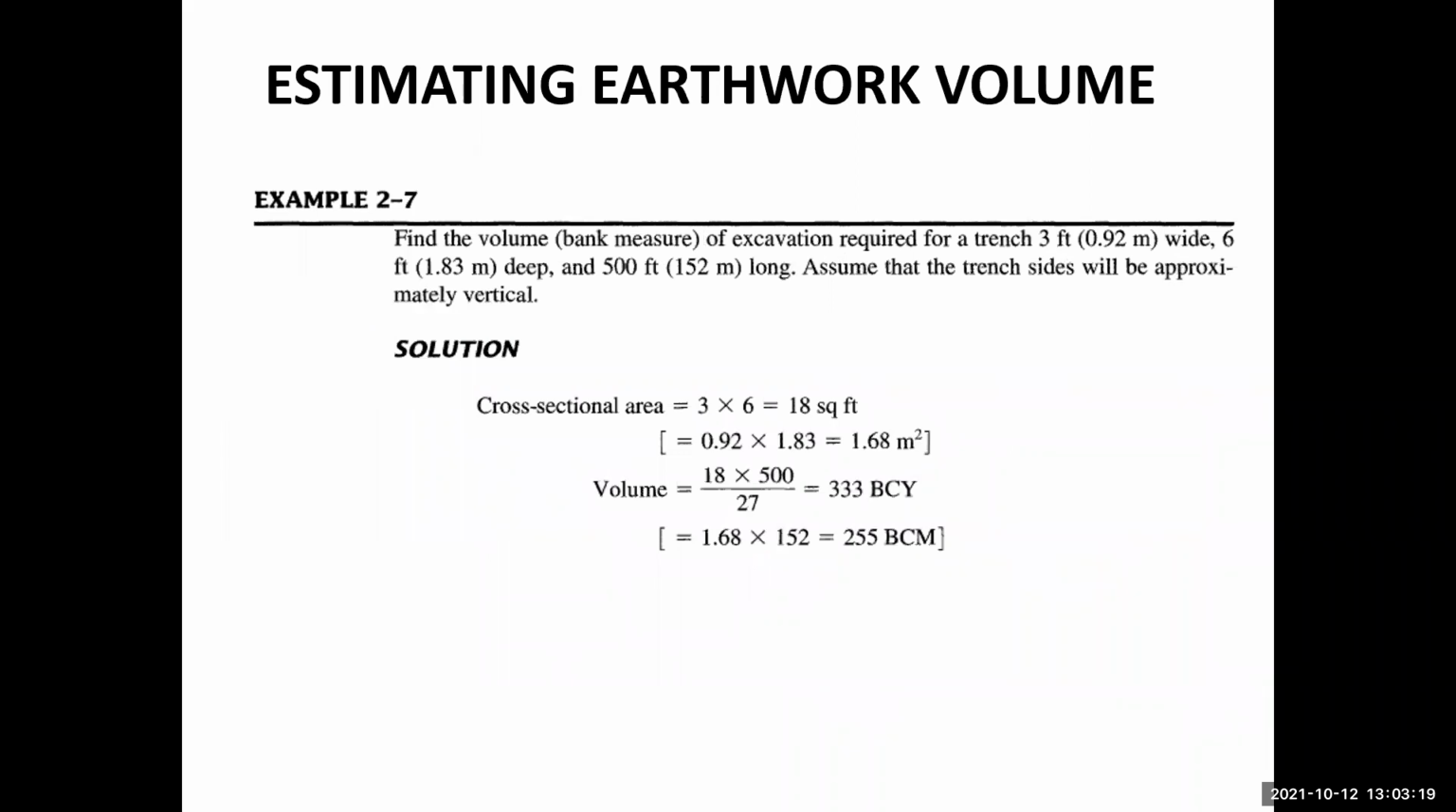Another example is this. Find the volume, in terms of the bank measure, of excavation required for a trench. So in this case, this trench excavation. For the trench, we need the width, cross-sectional area, and the length. The trench is 0.92 meter wide and 1.83 meter deep. Okay, so it is a deep trench, and 152 meter long.